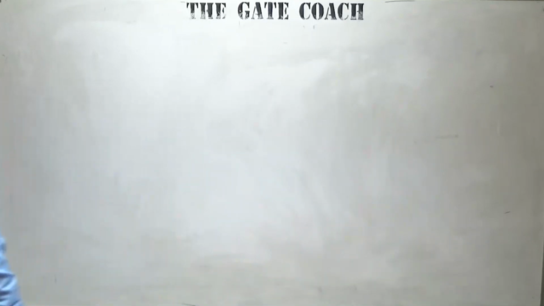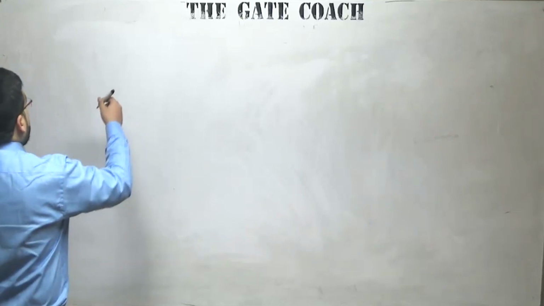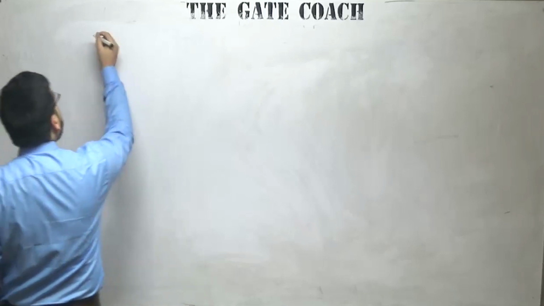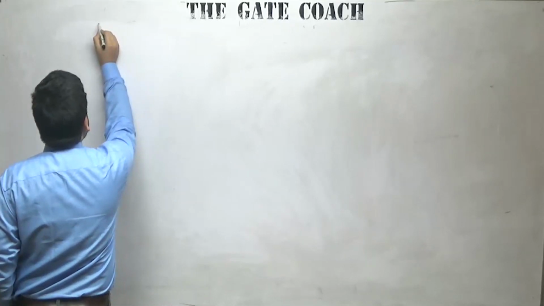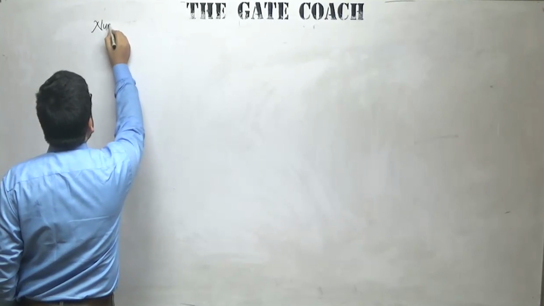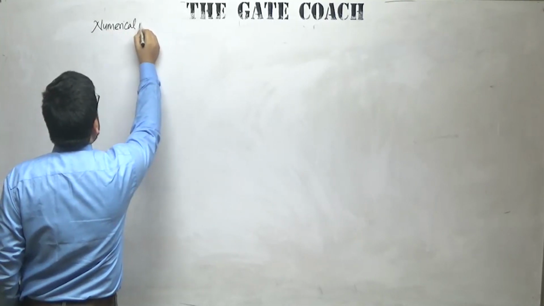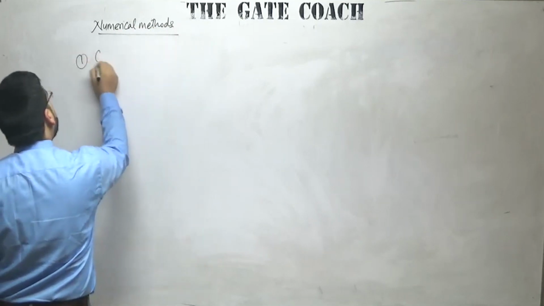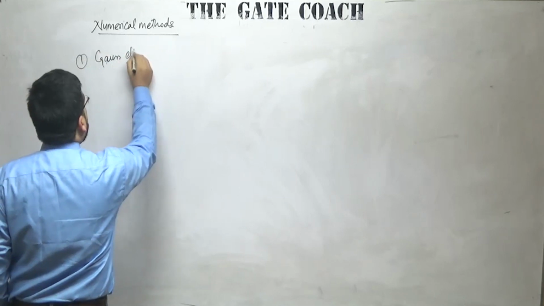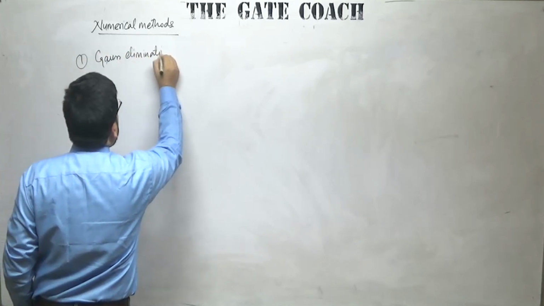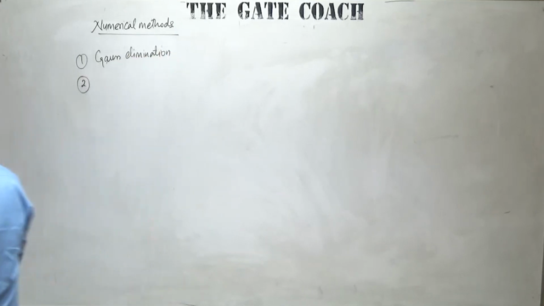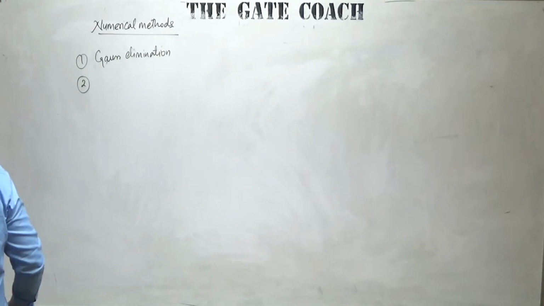So this is the last lecture for the revision class. So dear students, now what we have done is that we had started the revision of the numerical methods. In numerical methods, we discussed the Gauss elimination method. Then we also discussed that after the Gauss elimination method, the next method was the Gauss-Jordan method.